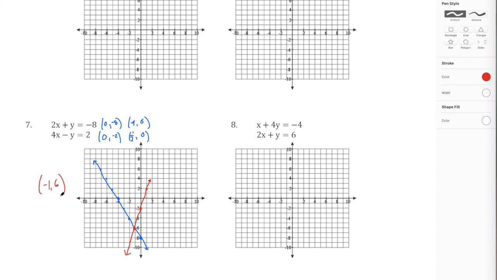All right, so this is how we solve systems of equations by graphing. Next time we'll look at how to solve systems of equations by substitution.